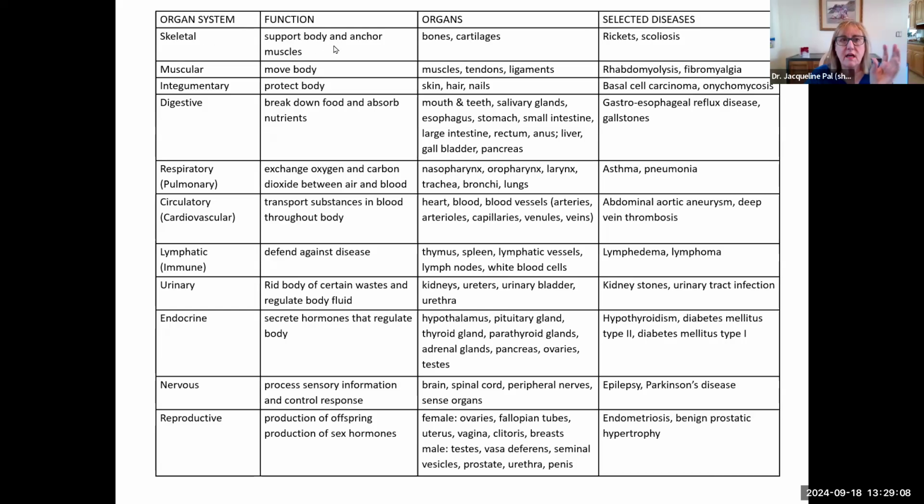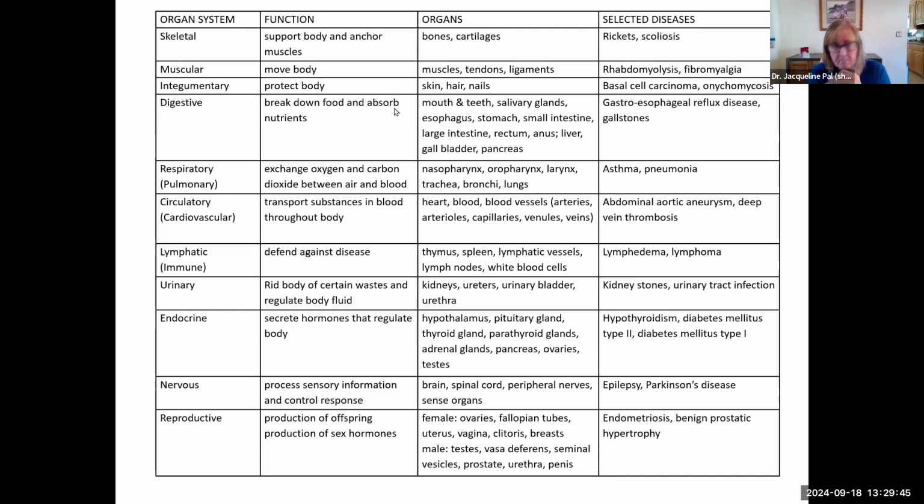So the skeletal system for this course, it supports the body and basically our muscles anchor to it. The organs are the bones and the cartilages. Selected diseases, if there's a homework regarding it, that's where to know about it. If you know about rickets and scoliosis, those are diseases that affect the skeletal system. The muscular system is the one that actually moves the body. And so this involves our muscles, our tendons, and our ligaments. If you ever heard of fibromyalgia or rhabdomyolysis, those are diseases of that.